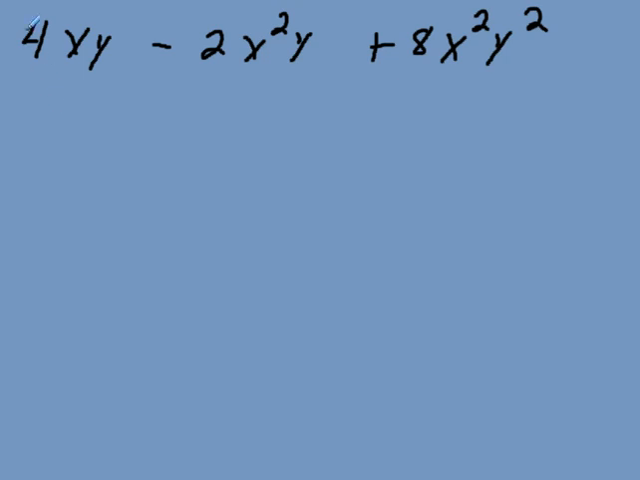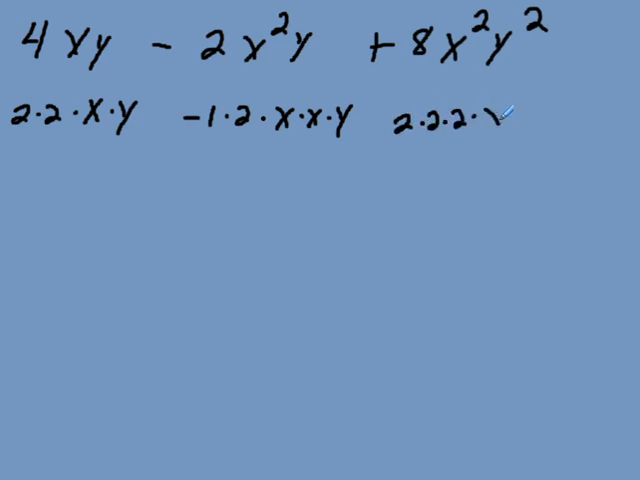Okay, step number 1. Let's break it down to its primes. Well, I know 4 can be made by 2 times 2 times x times y. Okay, this one I have to do a negative 1 because it's negative times 2. Now it gives me a negative 2 times x times y. And then this one is 2 times 2 times 2 times x times y times y. Now this makes 2 times 2 xy makes that. Negative 1 times 2 times xxy makes this. And 2 times 2 times 2 xxyy makes this one here.